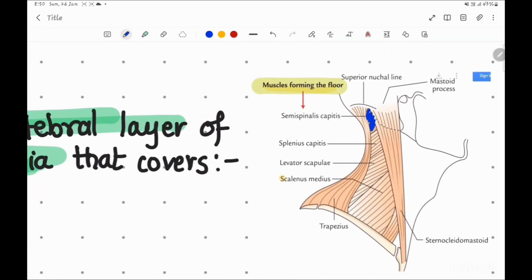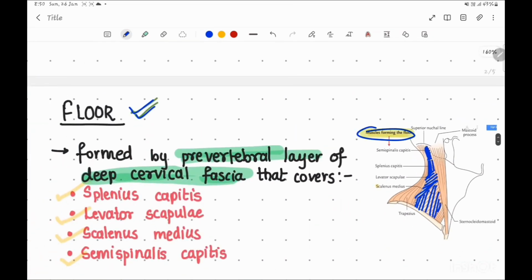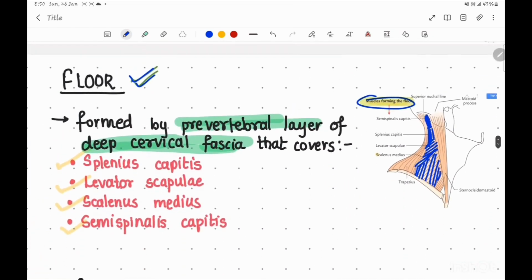The first muscle is semispinalis capitis. It is here. Then you have splenius capitis, another muscle. Then there is levator scapulae muscle. And finally, there is scalenus medius muscle. All of these muscles are forming the floor of the triangle.